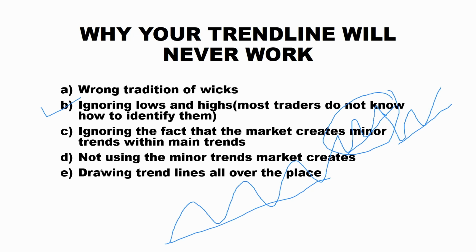Do not have your trend lines all over the place. Either there's a trend line or there's no trend line, guys. This issue of saying that another trend has started, we're still in an uptrend. How can you tell me that another trend has started? Just use that logic. Let me give an example.